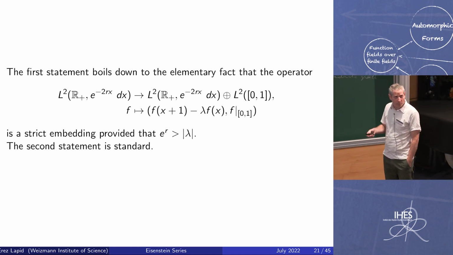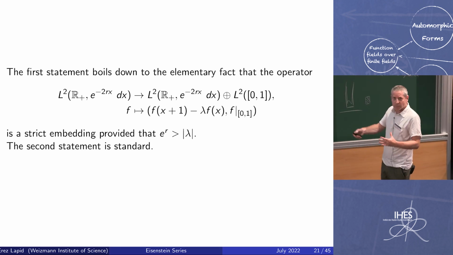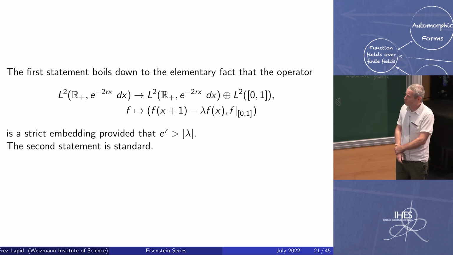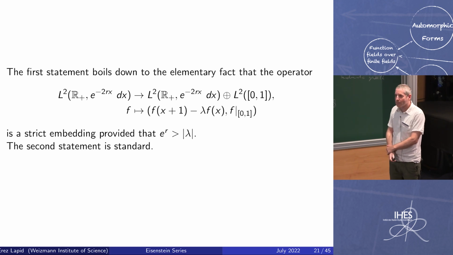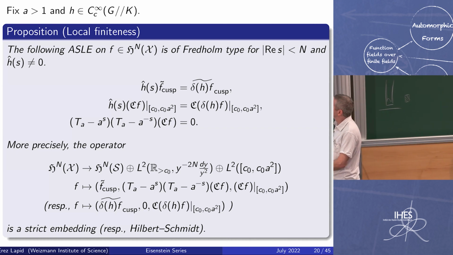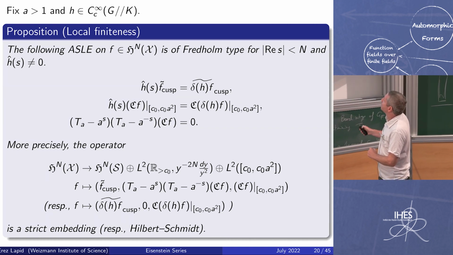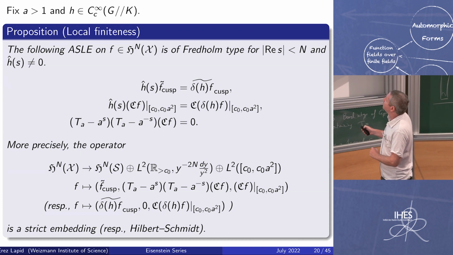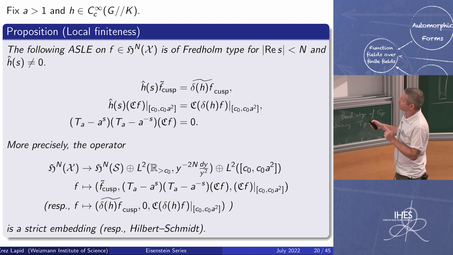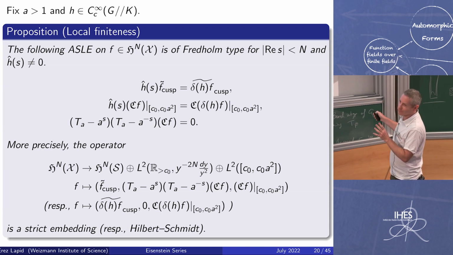While the second statement about Hilbert-Schmidt, again, that's a very standard fact that the cuspidal part is Hilbert-Schmidt. Can you go back to the previous slide? Yeah. So for the first operator, do you have an h hat there somewhere? Or you don't? Right. So here I assume that h hat of s is not equal to 0. So that's why I can claim that it's of Fredholm type.